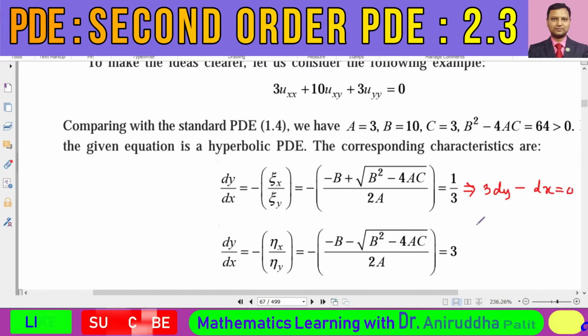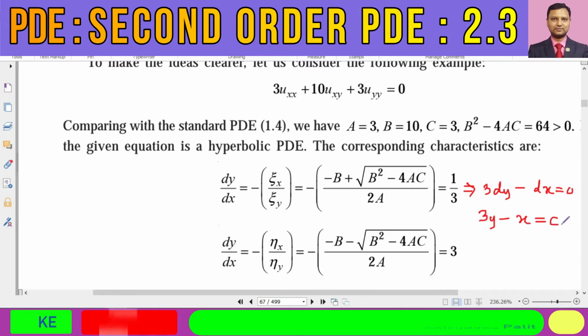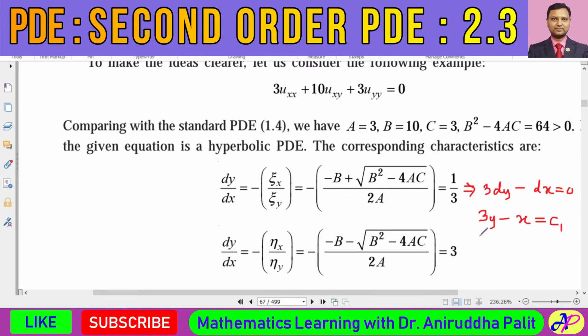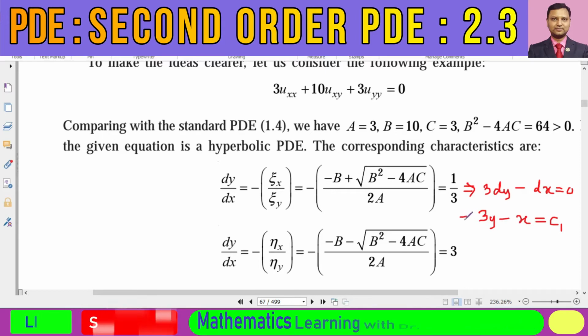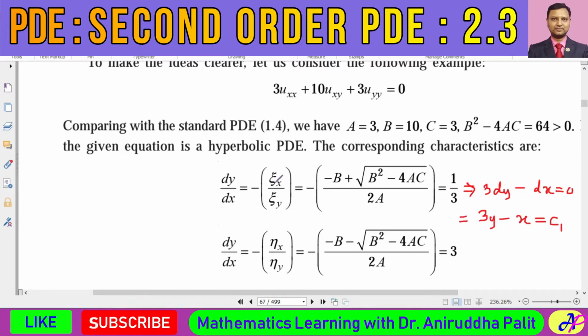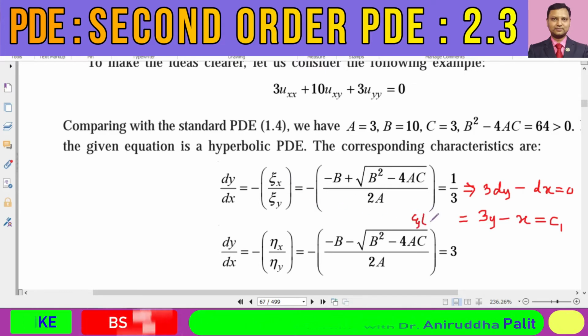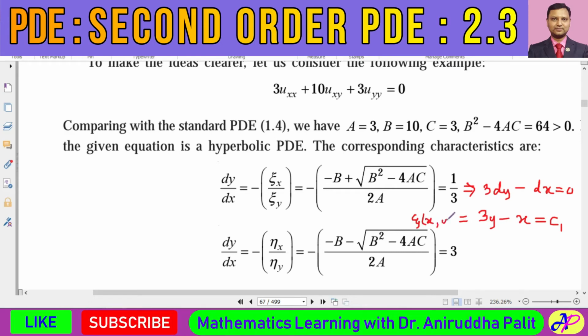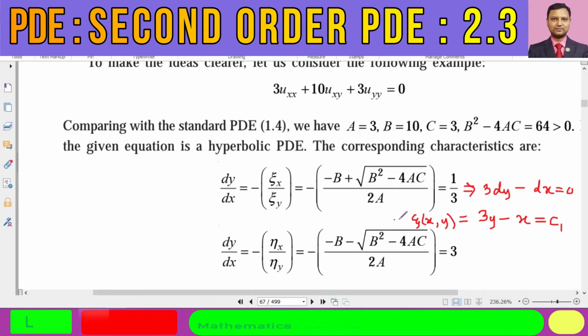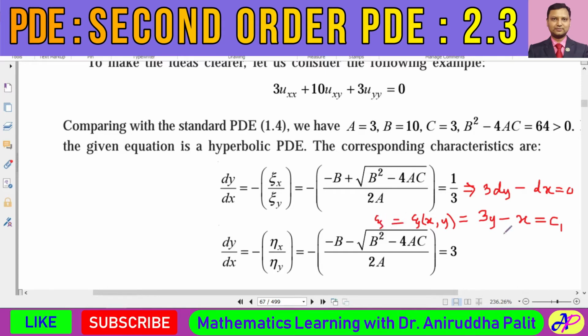Now if we integrate this, what do we have? We shall have 3y minus x equal to a certain constant, maybe c1. And I told you that xi equal to constant should be obtained from this relation. So this is the function xi of x comma y. So xi looks in this fashion: xi is equal to 3y minus x. In this fashion, we can determine the expression of xi.